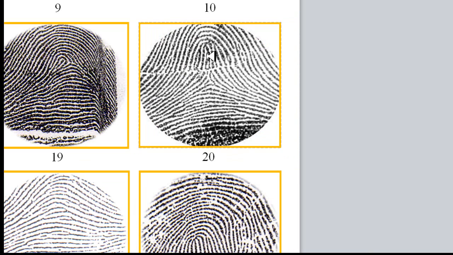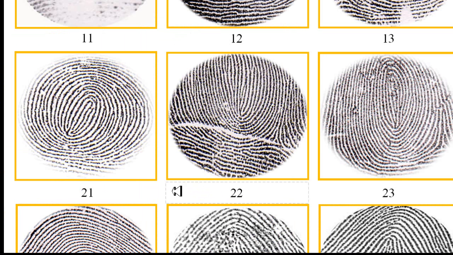Hopefully you immediately recognize this as being a very textbook perfect example of a tented arch. There's some ridge structure damage through here, which is a result of a scar, but it is clearly a tented arch. Quickly, you should be able to recognize that 21, 22, and 23 are not plain arches, nor are they tented arches, and hopefully you recognize that they do have a similar pattern flow, and maybe they are related in some way that we'll find out later.